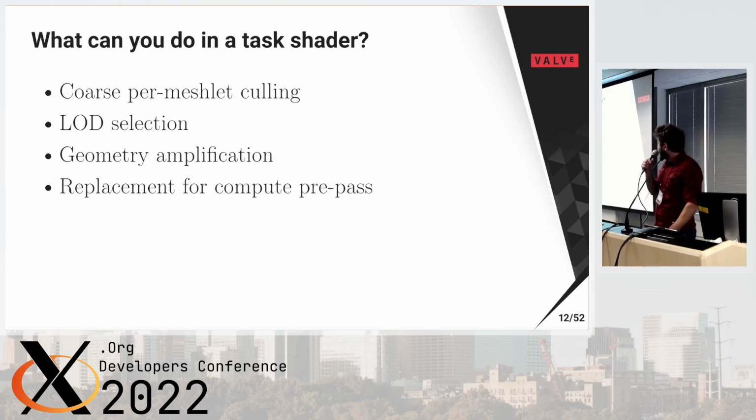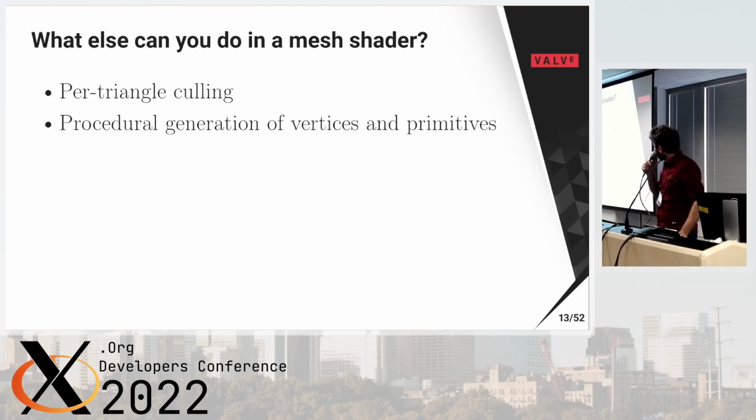So in the task shader, Ricardo already talked about this a little. You can do geometry amplification, level of detail selection, coarse culling, which I highly recommend. And also, if you want to use task and mesh shaders, I highly recommend that you replace your compute prepasses with the task shader. So if you already have a compute prepass, which gets rid of some primitives, that means that you basically duplicate some of the work. So I don't recommend that. I recommend that you replace that with the task shader. And in the mesh shader, if you are generating a mesh from some inputs, you can do per triangle culling. And as mentioned before, you can procedurally generate some shapes.